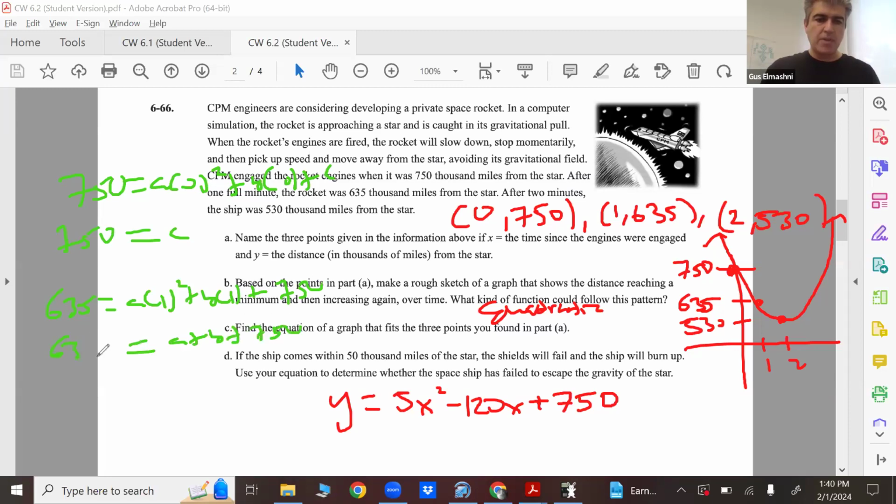And then you can move things around. A plus b equals negative 115. And do it one more time with 2 and 530. And then you can solve those equations. You could do that if you wanted to, but I'm giving you guys an efficient way.